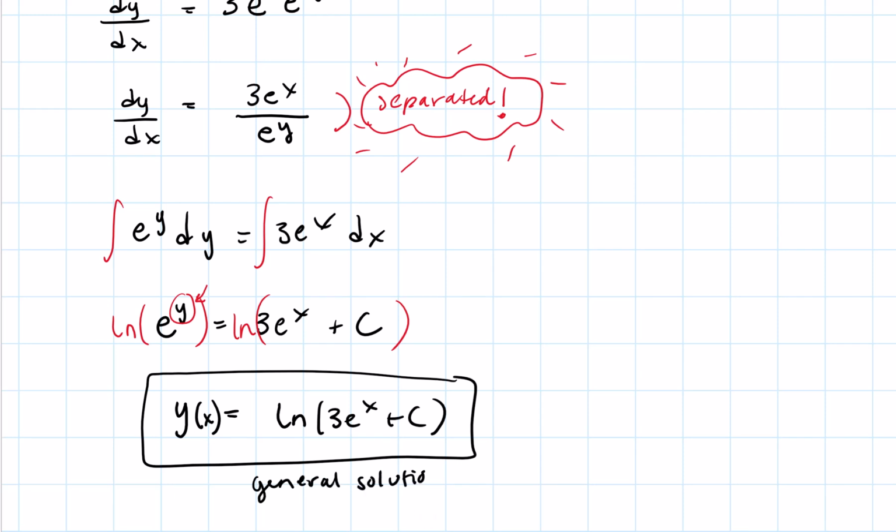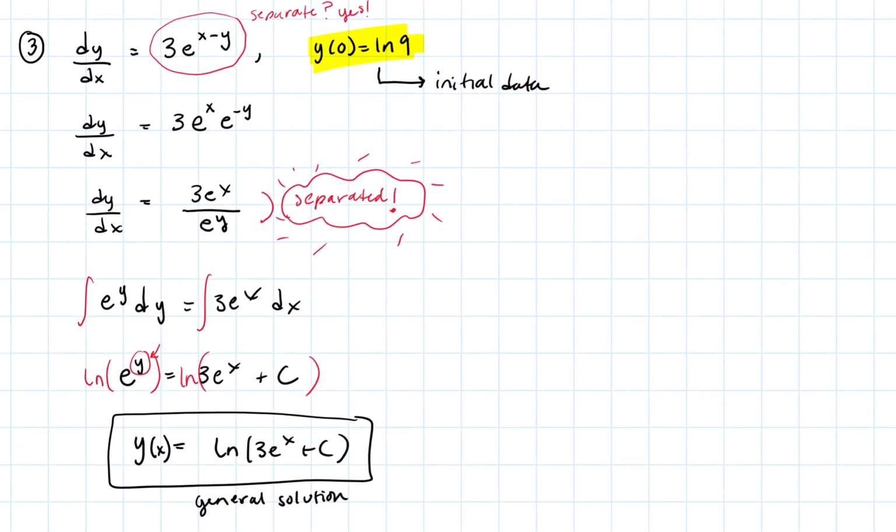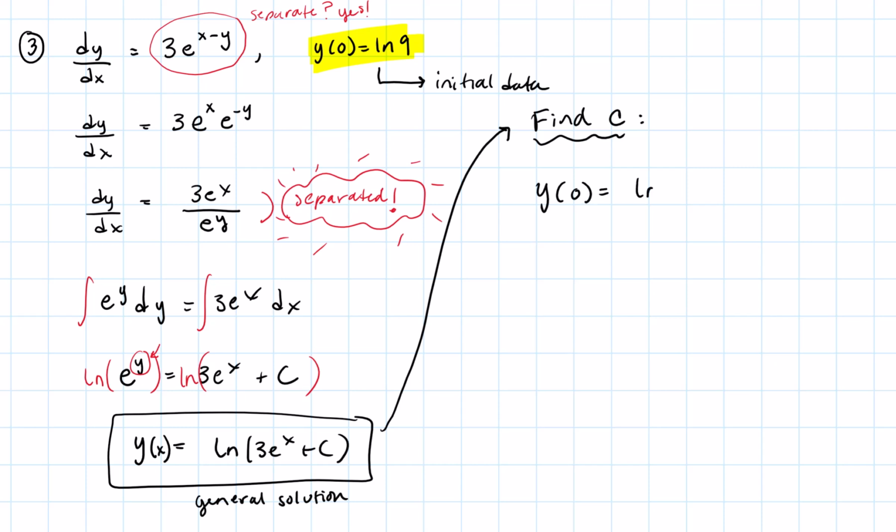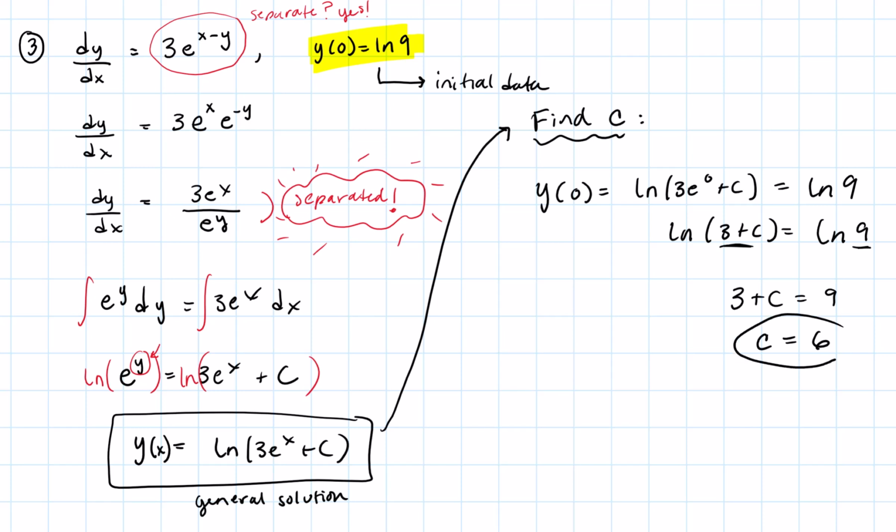Here's our general solution, which, if we didn't have any initial data, we would highlight and be done. But since we have some initial data, let's find that constant. So y of 0 is the natural log of 3e to the 0 plus c, and that has to be equal to the natural log of 9. So the natural log of 3 plus c equals the natural log of 9. When we see that, we can exponentiate both sides and we get 3 plus c equals 9. So my constant has to be 6.